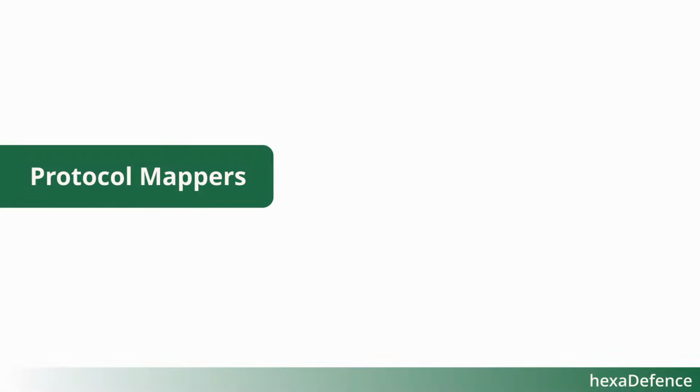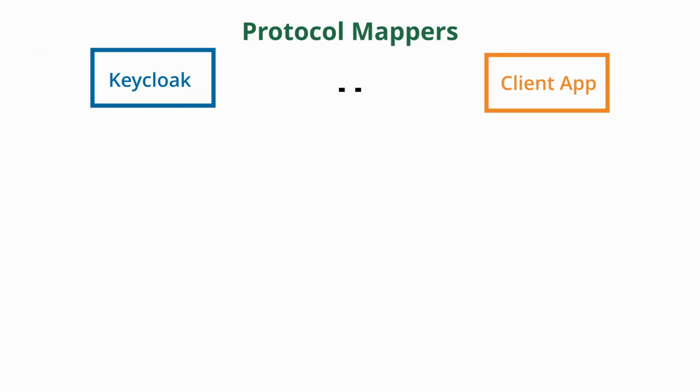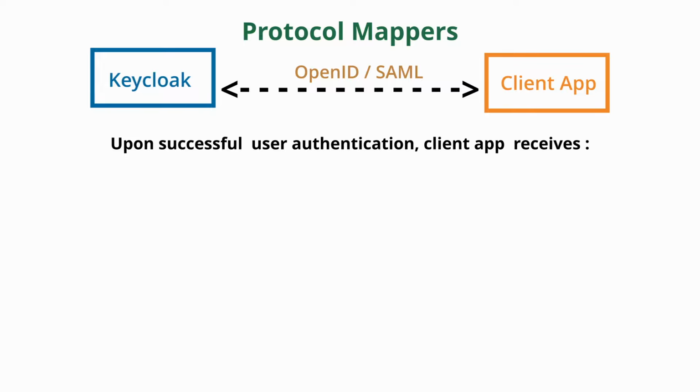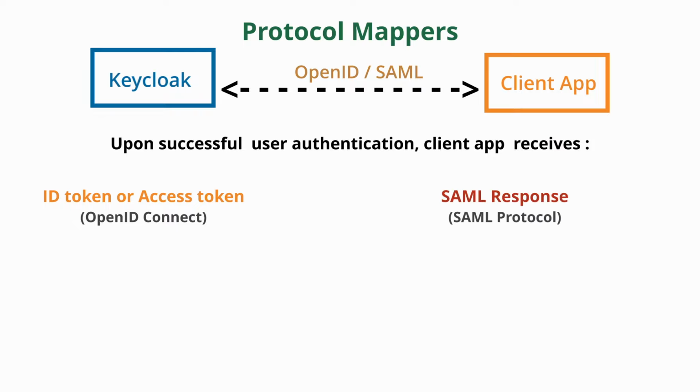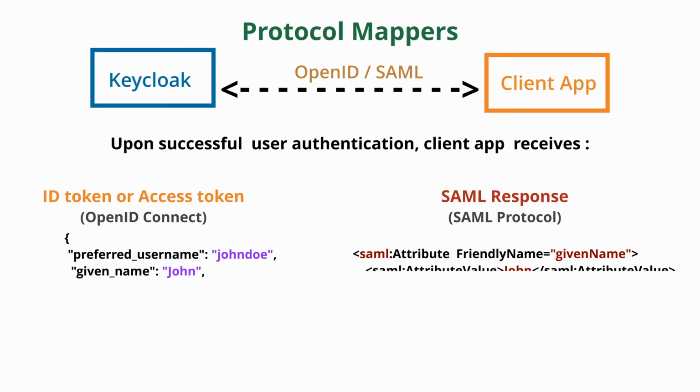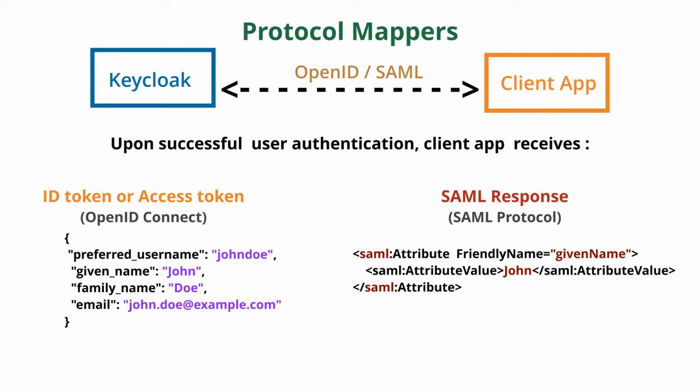Let's talk about protocol mappers. When a client is connected with Keycloak, upon successful user authentication, Keycloak will provide an ID token or access token if it is OpenID Connect, or a SAML response including multiple assertions if it is a SAML integration. These tokens or SAML responses have multiple attributes. Let's say those things can be first name, last name, email.